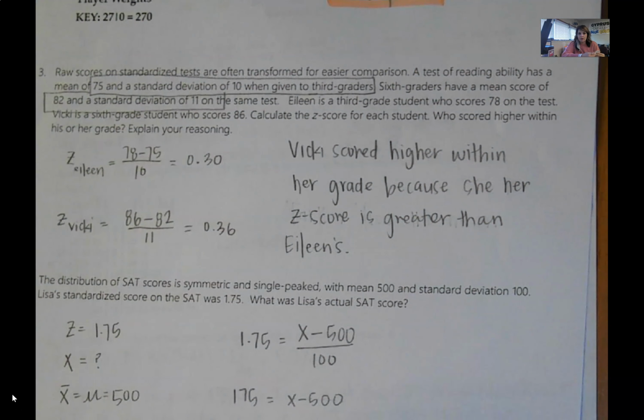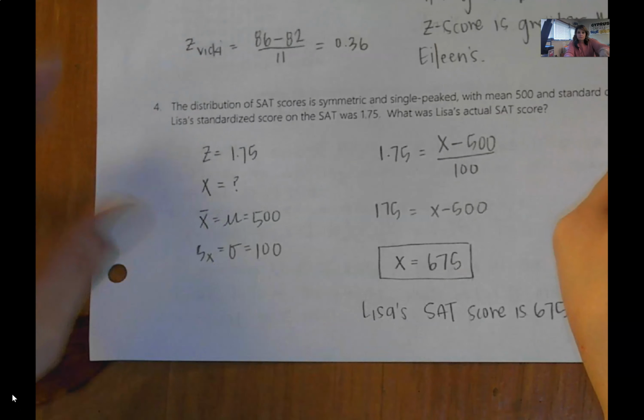Solve for Lisa's actual test score. I got 675. I would challenge you to interpret her z-score.